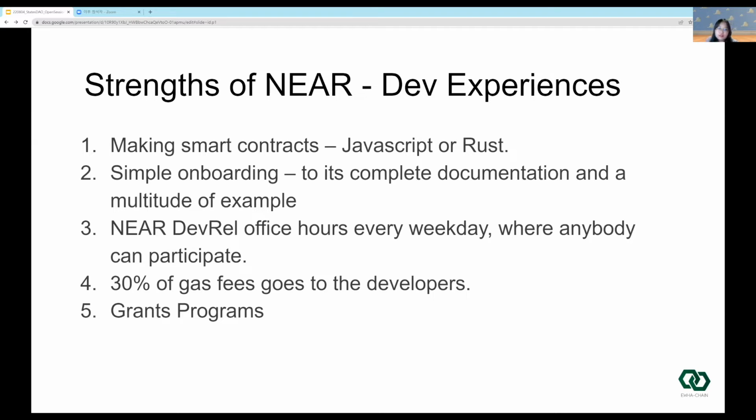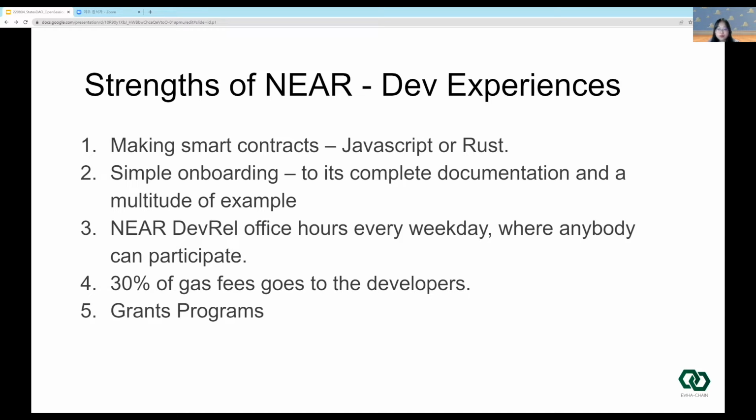One of the greatest strengths of NEAR is related to the developers or students like us. First, with NEAR, we can make smart contracts with programming languages like Rust or even with JavaScript. Also, NEAR provides complete documentation, examples, lectures, and materials to study to make the developers and students easily onboard on its ecosystem.